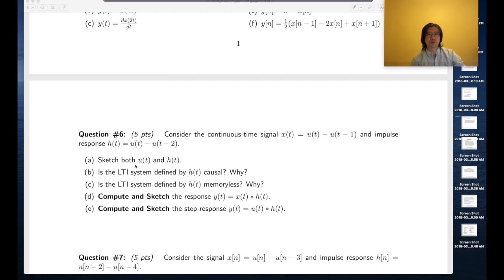First one is to draw u of t and h of t. You can see that eventually we're going to compute the convolution of some input and the system, right? So no matter whether it is required or not, it is always good to sketch the input signal and the system. Here we ask you to sketch h of t and u of t, and we had better also sketch x of t as well. Okay, so now let's see this.